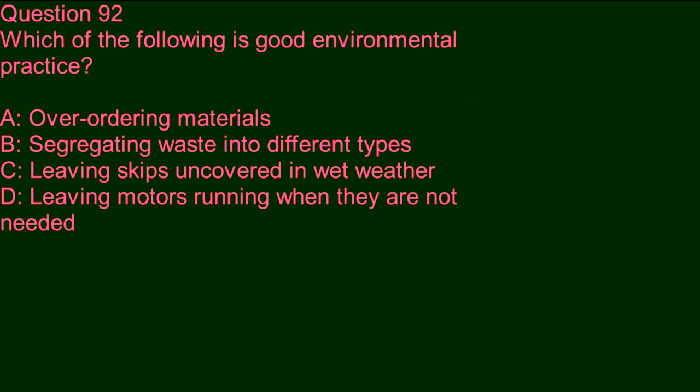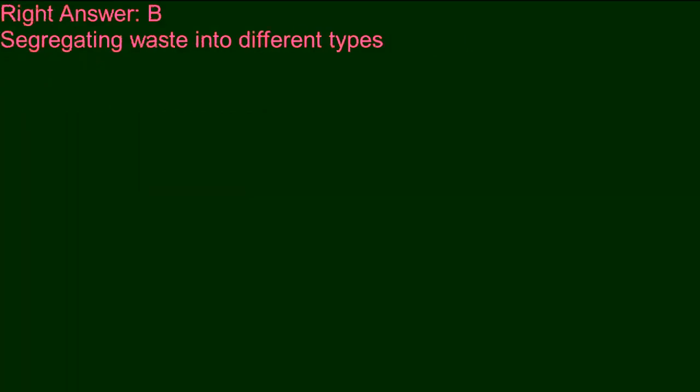Question 92. Which of the following is good environmental practice? A. Over-ordering materials. B. Segregating waste into different types. C. Leaving skips uncovered in wet weather. D. Leaving motors running when they are not needed. Right answer, B. Segregating waste into different types.